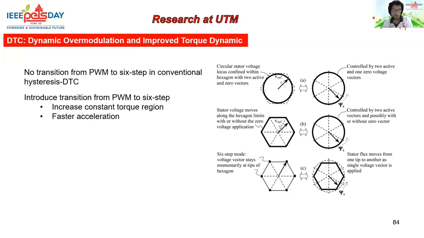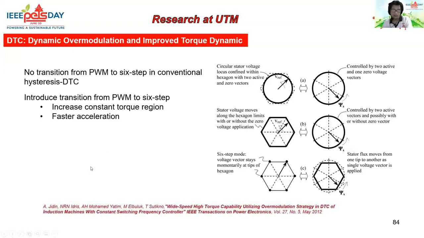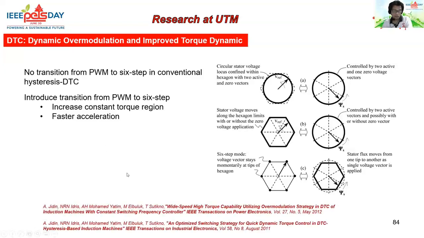What we do is introduce a method to smoothly transition the pulse width modulation waveform into a 6-step waveform by modifying the stator flux voltage vectors before they are fed to the lookup table. We managed to publish two papers here in the IEEE Transactions on Power Electronics, as well as the IEEE Transactions on Industrial Electronics. One on the dynamic torque, one on the dynamic overmodulation. The other is to improve the dynamic torque.